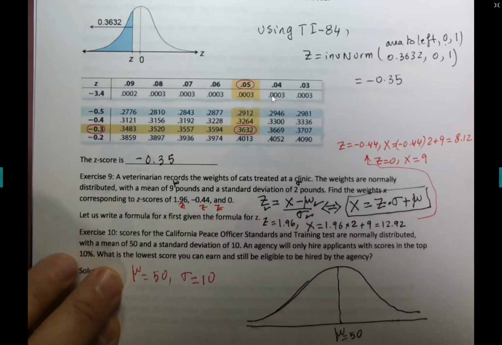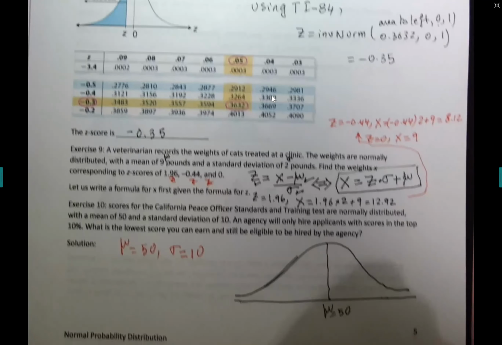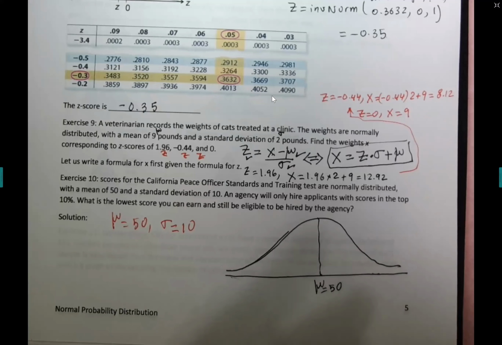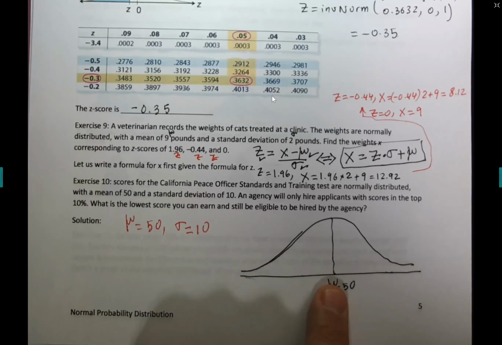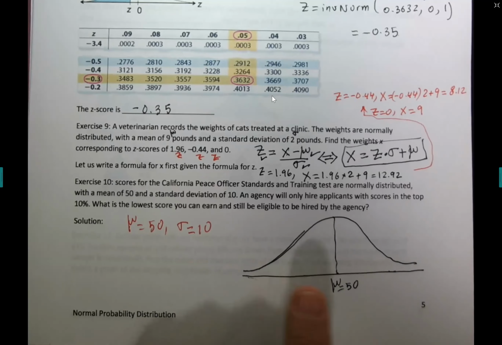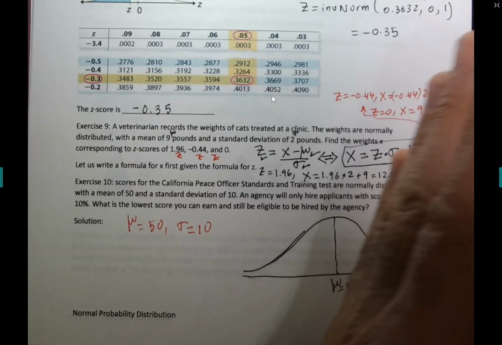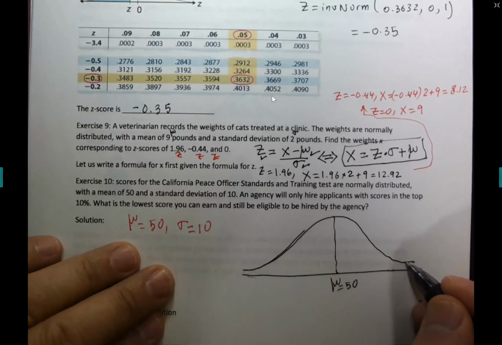Where do you think the top 10% of people would be, guys, to the right or to the left? It'd be to the right. You guys agree? Because as we move to the right, scores get higher. Definitely, if the average is 50, the agency is not going to hire someone who plays below average, guys. Then everybody will be higher. It has to be above average. So the top 10% should be shaded to the right. So I'm going to shade a 10% to the right.